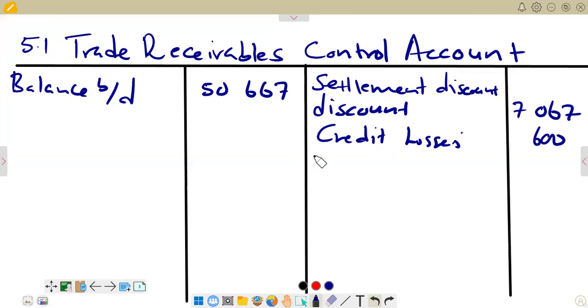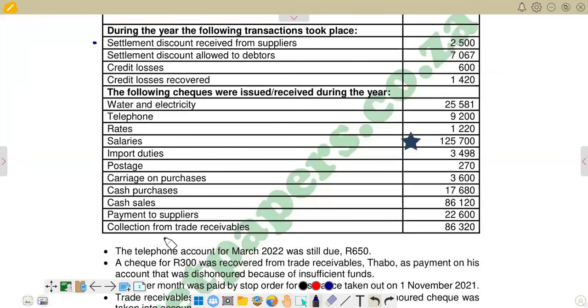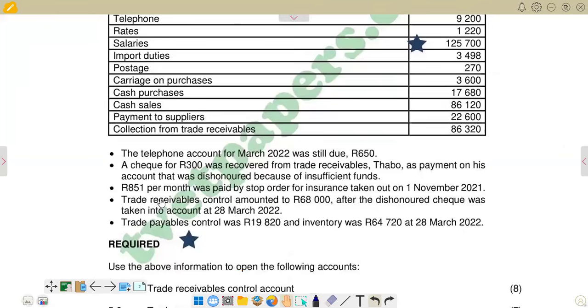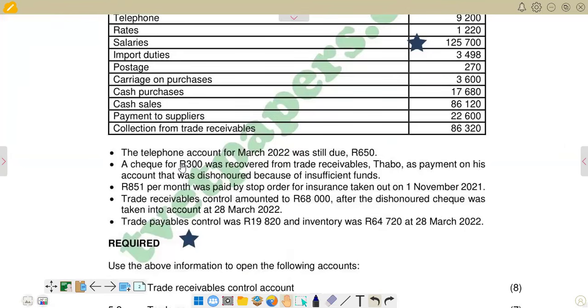If you come here, you see now we are saying bank, which is 86,320. So this is what we have. And then you'd see that we've exhausted everything that we have there in the list of balances. This is the last item. So we can go down to check on additional information if we have got anything that is affecting our trade receivables control. So we go down to check item by item.